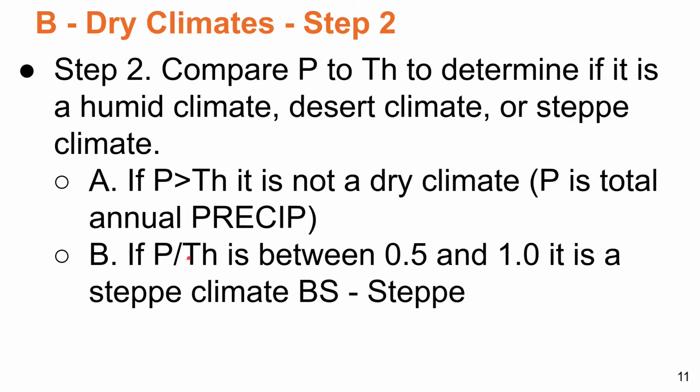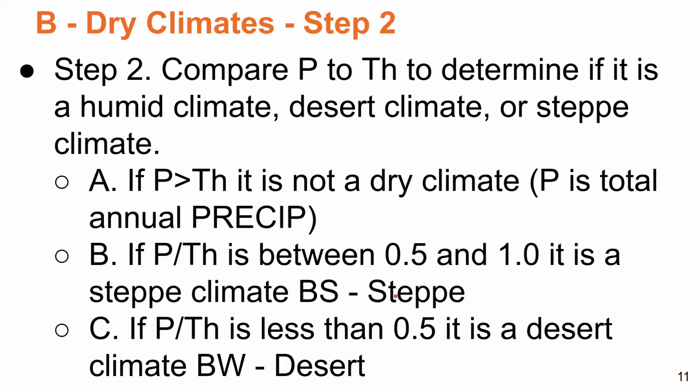If P divided by TH is between 0.5 and 1, so precip would be less than TH, but more than half. So if you're getting between half the rain you need and you're still not getting all the rain you need, it's a steppe climate. If when you divide P by TH, it's less than 0.5, that means you're getting less than half the rain you need. The precip would be less than half of TH. So you're a desert. So if P is less than half of TH, it's a desert.